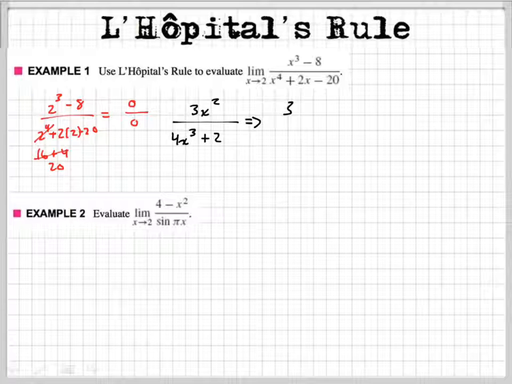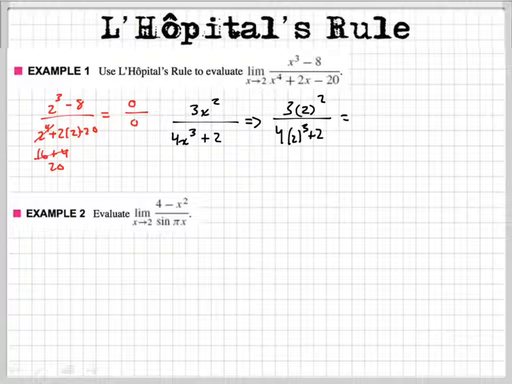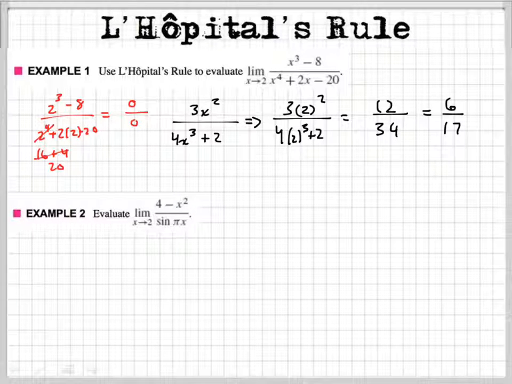We got 3 times 2 squared, which is 3 times 4. We add 2 to that, so we get 12 on top. On the bottom, 2 raised to the 3rd power is 8, 8 times 4 is 32, plus 2 is 34. We could simplify that to be 6 over 17. That is our answer.